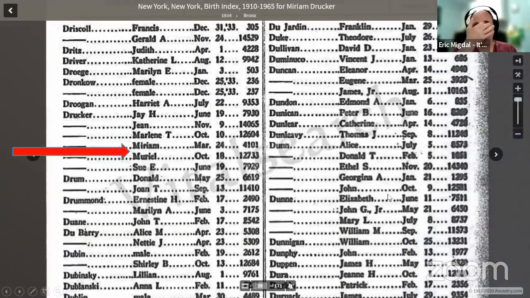This New York birth index is for my mother, Miriam Drucker, who was born on the 24th of March, 1934, and there's a number next to the date. This is going to be her certificate number. I can then contact New York State and request a copy of her birth certificate based on that information, her date and her name and her birth certificate number.